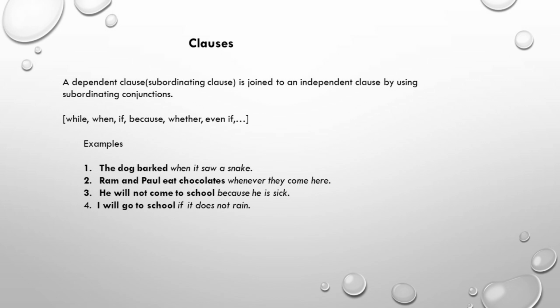The last example is, I will go to school if it does not rain. In the sentence, I will go to school is the main clause and if it does not rain is the dependent clause. So this is how dependent clauses and main clauses join to give a complete sentence.